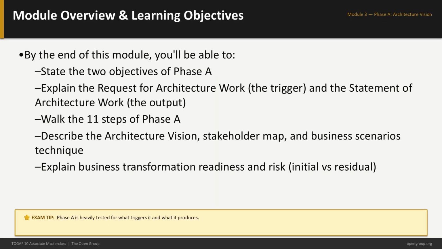Here's what you'll take away from this module. You'll know the two objectives of Phase A. You'll be able to clearly distinguish the request for architecture work, the trigger that comes in, from the statement of architecture work, the document that goes out and gets approved. You'll walk through all 11 steps of the phase. You'll understand the architecture vision itself, the stakeholder map, and the business scenarios technique used to discover requirements. And you'll grasp business transformation readiness and the two levels of risk, initial and residual. These last two distinctions are reliable exam points, so we'll give them real attention.